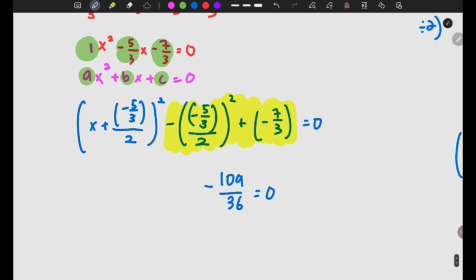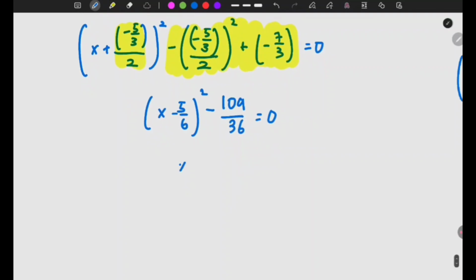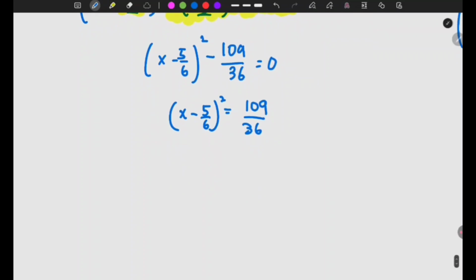So x minus 5 over 6 square, and the negative 109 over 36 bring to the other side. So negative brought to the other side becomes positive, and square brought to the other side becomes square root. So x minus 5 over 6. The square root, don't forget, comes with plus minus. And here, split it into two parts.